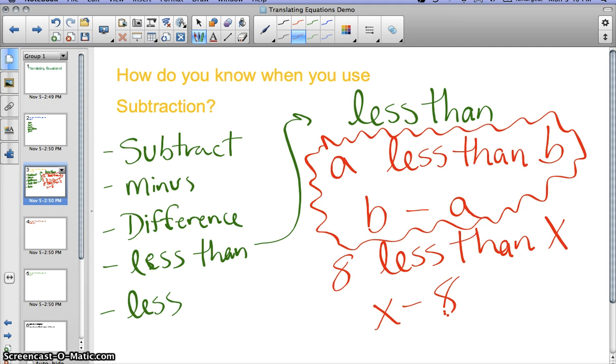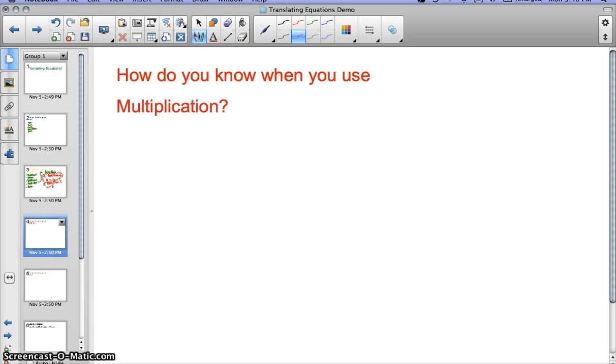All right, we okay with subtraction? Remember the rule. Write it down. Use it. Try it a lot. It'll help you out. How do you know when you're multiplying? Well, multiply. Okay. Product. That's the answer to a multiplication problem.